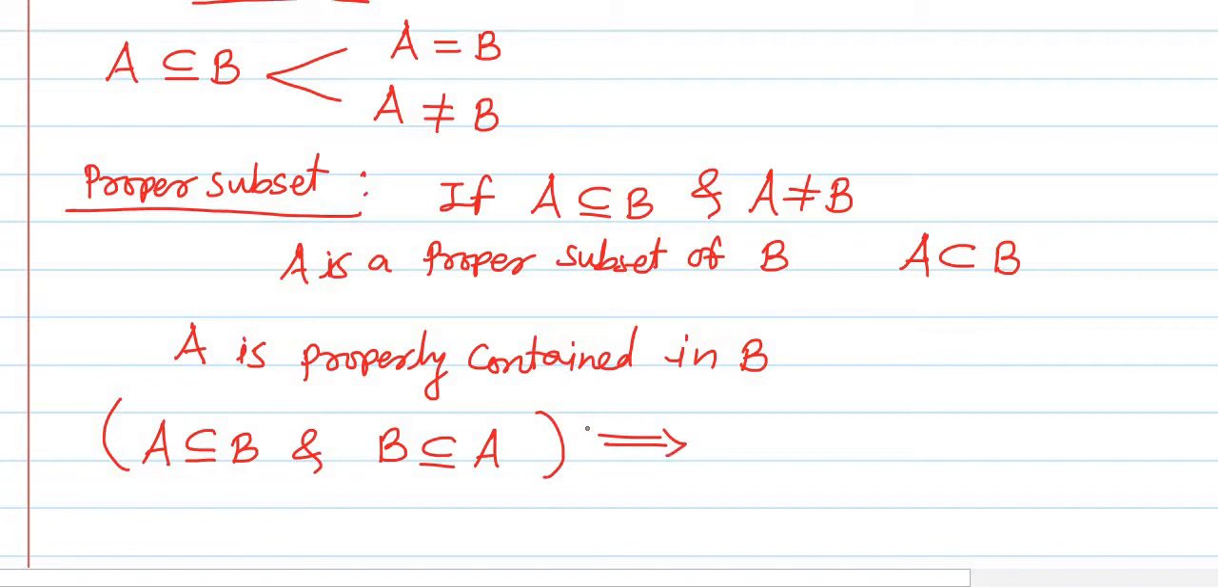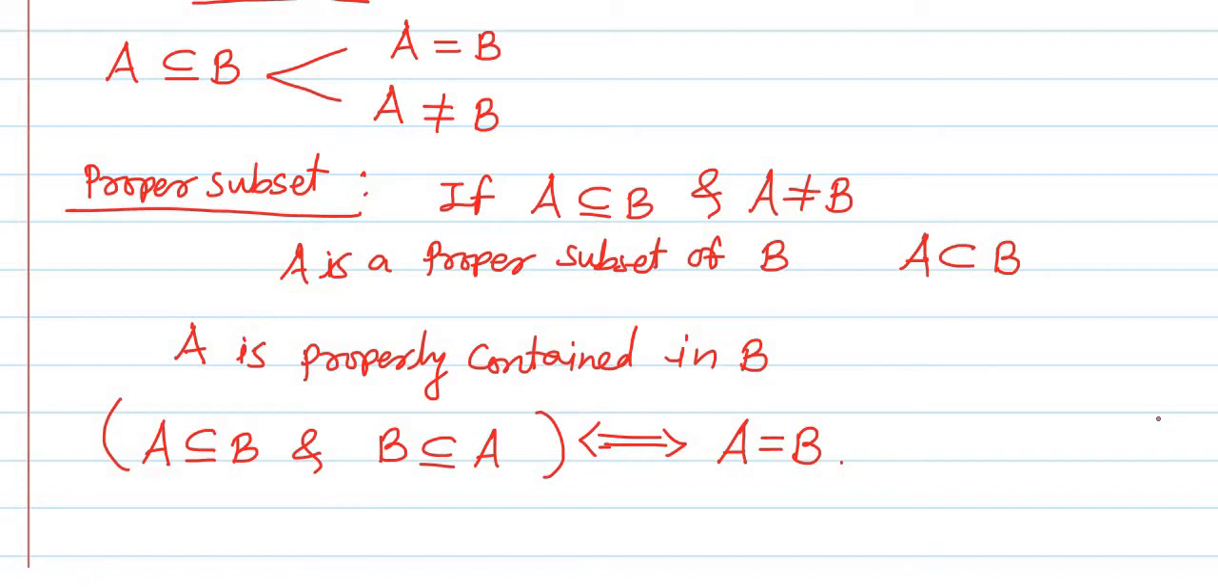This implies and is implied by A equal to B. Means this is possible only when A and B are one and the same sets. If we have two sets A and B such that each one of them is a subset of the other, then the sets are equal. This is important, as many times to prove that two sets are equal, we have to show that each one of them is a subset of the other.